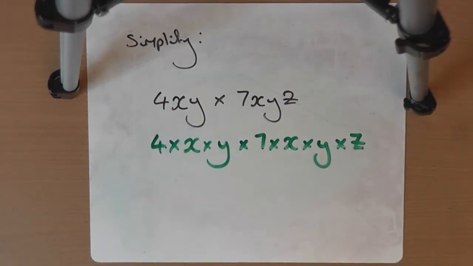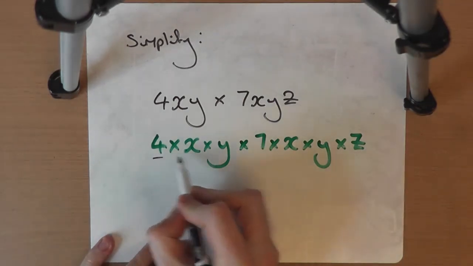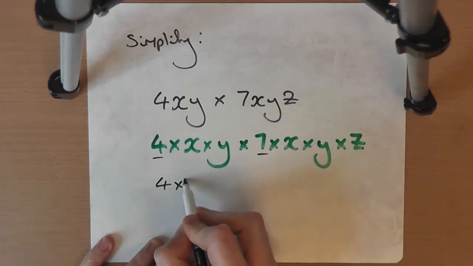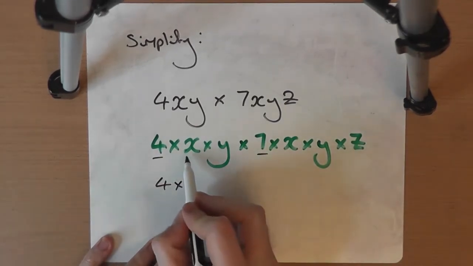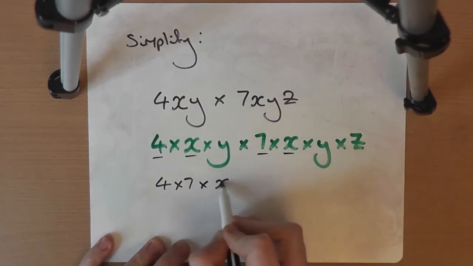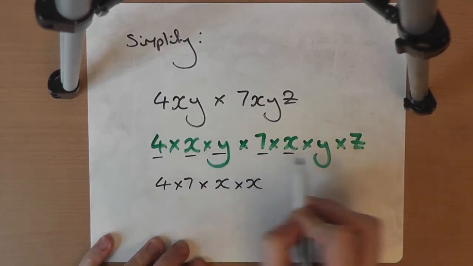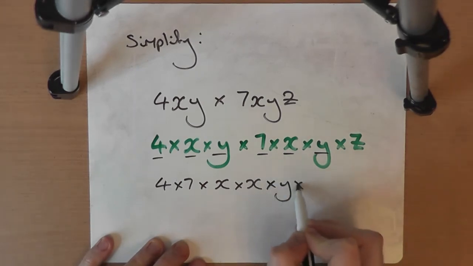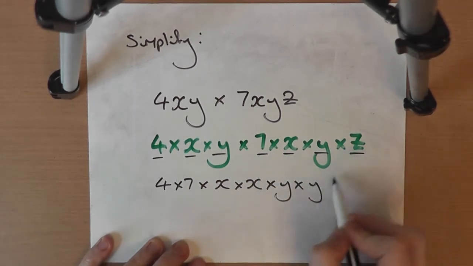Why is that a useful thing to do? Because this is just a string of a load of things times together. Now, if we have got things being times together, we can do them in whatever order we want. So why don't we shuffle the order of this around so that things that are similar can go next to each other? Why don't we drag the numbers to the front? Why don't we drag the 4 and the 7 to the front and write that as 4 times 7? And then why don't we have the x and the x, so times x times x. And then why don't we have the two y's, times y times y? And then why don't we just have the times z on the end?